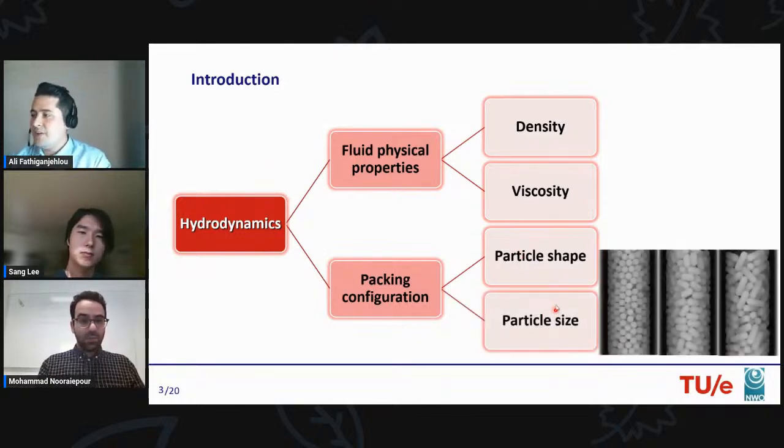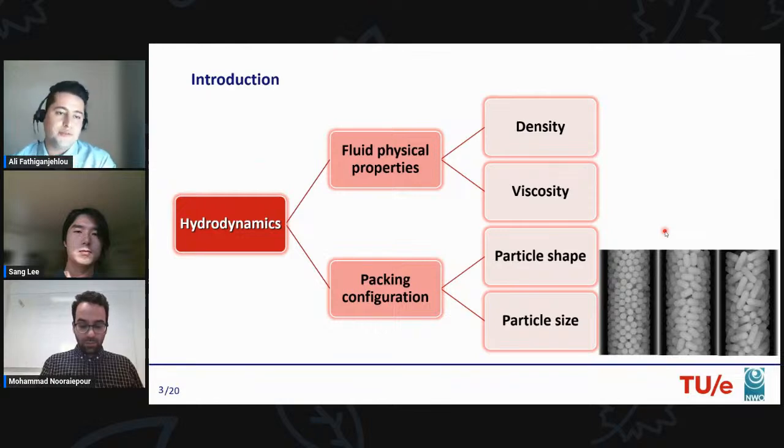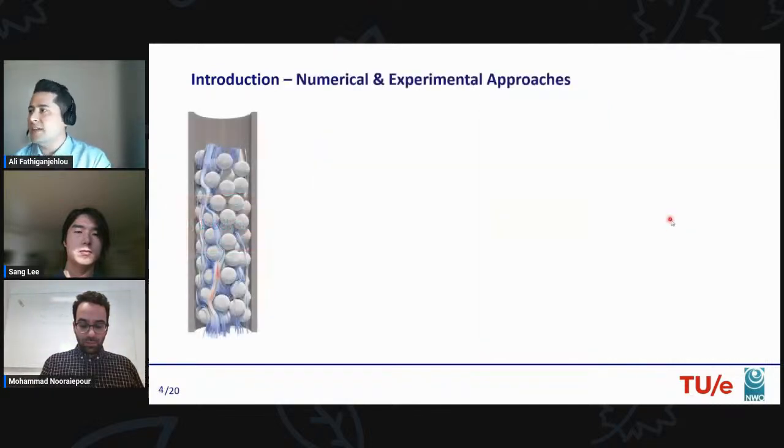The effect of particle size and shape becomes important, especially in the case of slender packed beds. In slender packed beds, the column to particle diameter ratio is usually lower than 10. And because of that, we have intensified wall effects. These slender packed beds are also preferred when we want to have a controlled heat management in our system. There are various numerical and experimental approaches to investigate packed bed reactors.